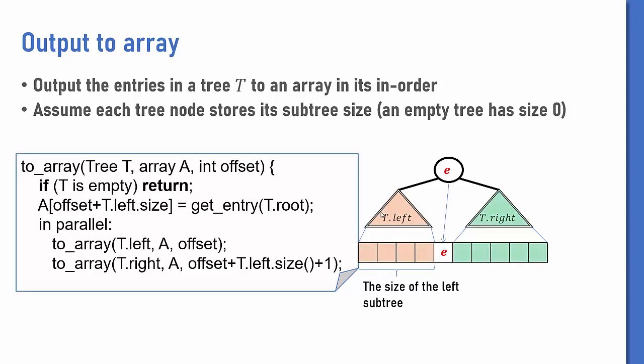In the implementation, we just introduce another parameter called offset. So this parameter denotes from which subscript of array A the entries of the current tree T will be written to. When it comes to the left recursive call, we use the same offset. When it comes to the right recursive call, we use the current offset plus the left tree size plus 1 for the root. So this algorithm also has linear work and order of log n span.